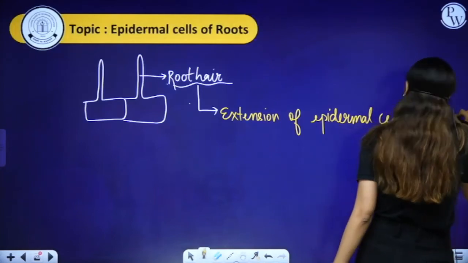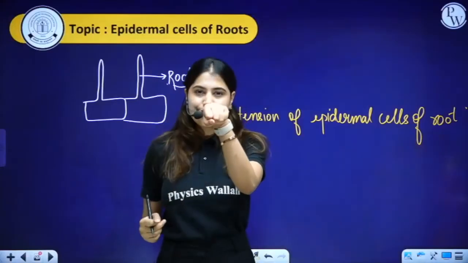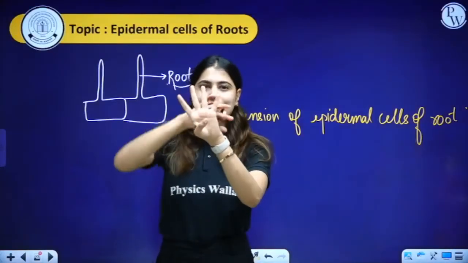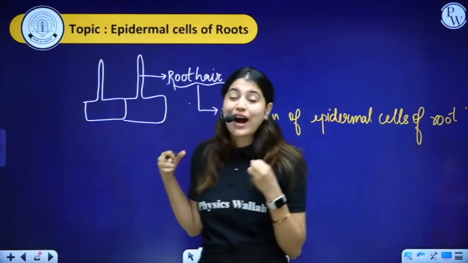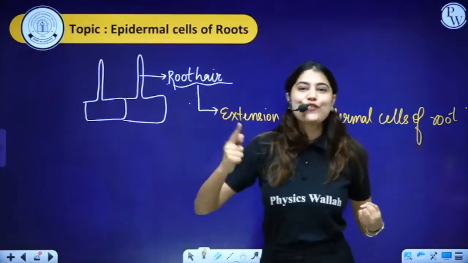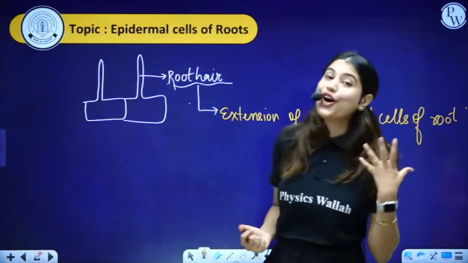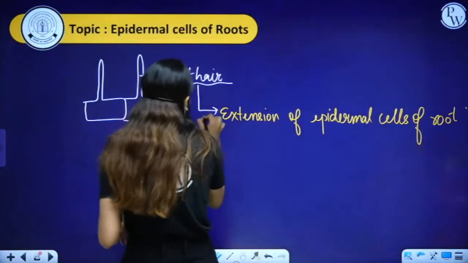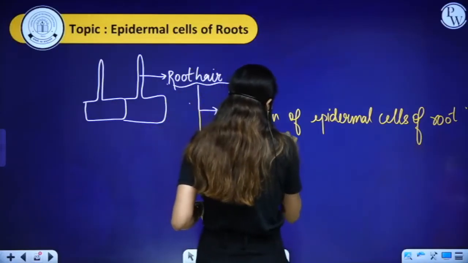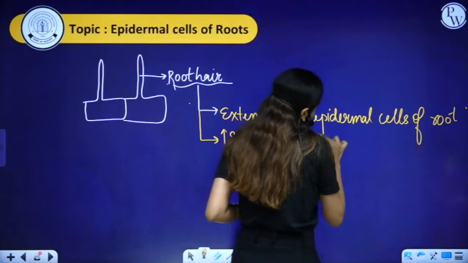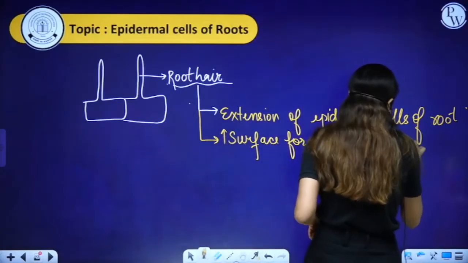Now, what are these root hair doing? Let's say if it is flat like that, obviously the surface area is less, but if these finger-like projections are there, obviously the surface area is increasing. Why do we need more surface area? Yes, for water absorption, because the roots perform the function of water absorption. So basically they are increasing the surface area for water absorption. So that was all about your epidermis.